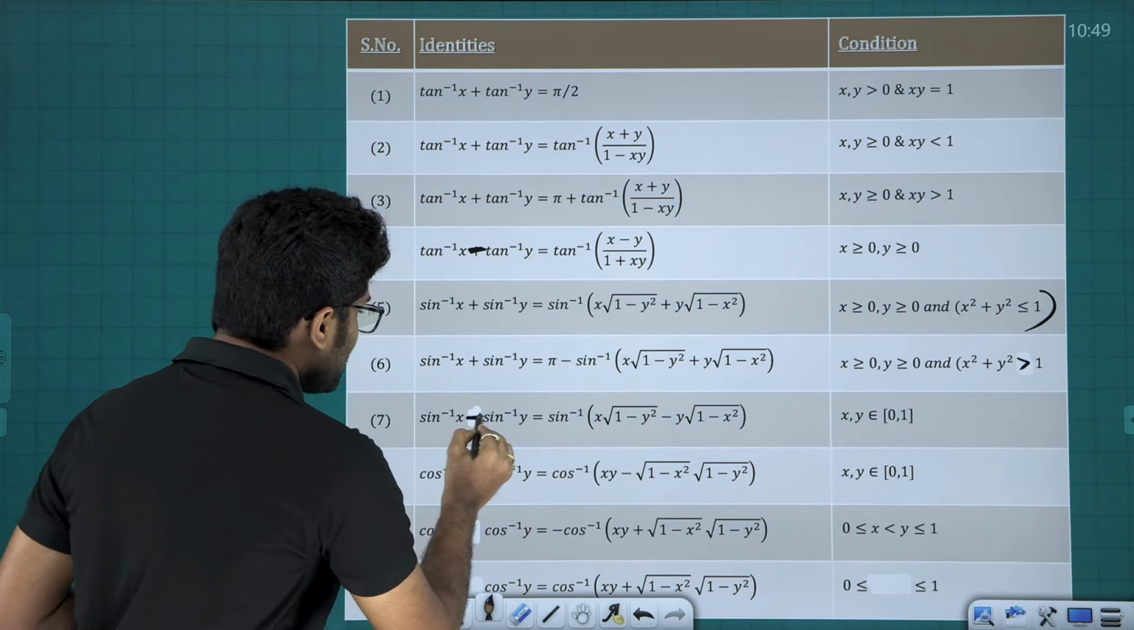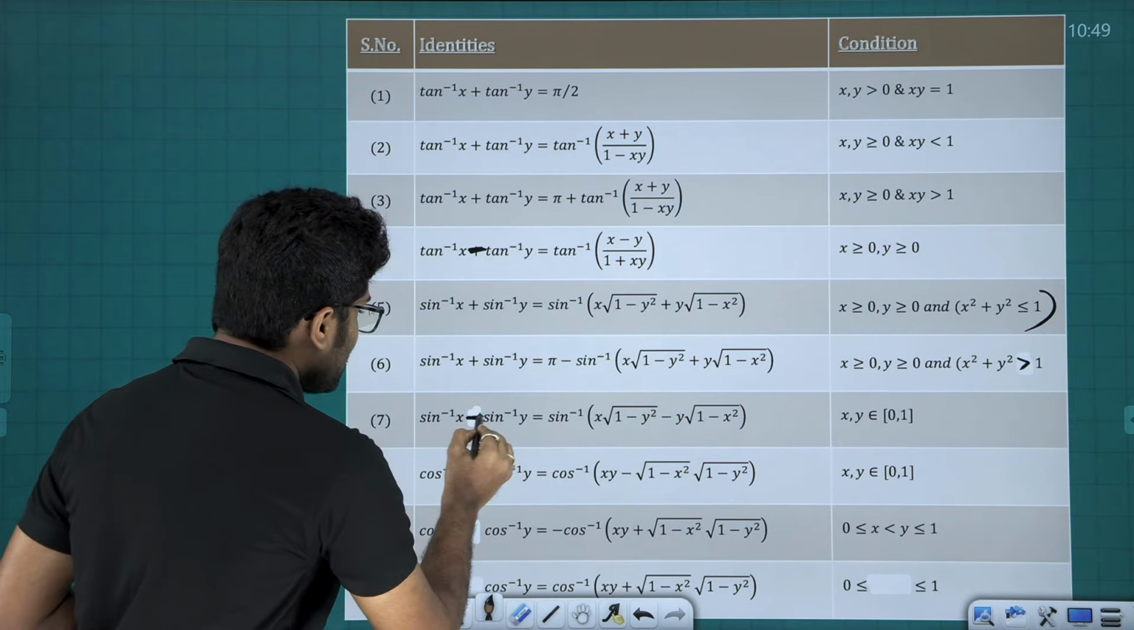Cos inverse x plus cos inverse y. Cos inverse x minus cos inverse y. If x is less than y, then we write minus cos inverse. If y is less than x, then we just write cos inverse of xy plus under root 1 minus x square into root 1 minus y square.